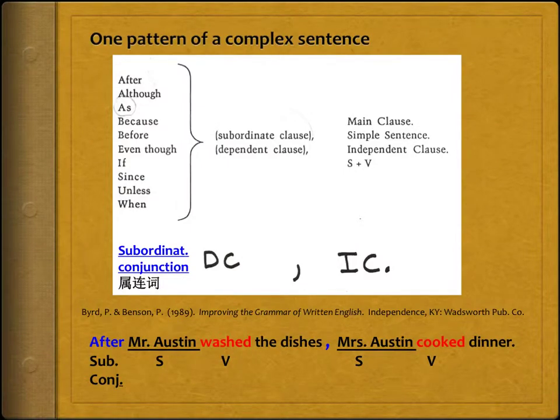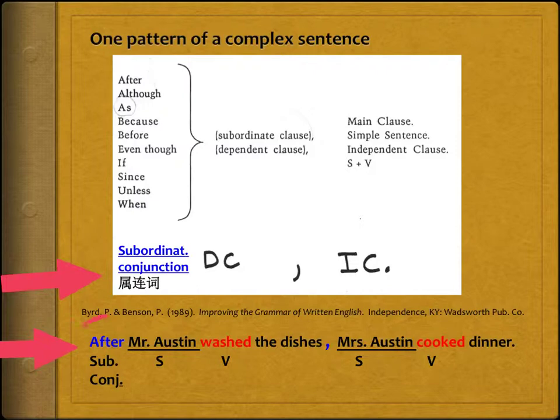The second kind of pattern is an independent clause first, and the subordinating conjunction afterwards, and then the dependent clause at the end. Notice there is no punctuation when we have the subordinating conjunction after the independent clause. So the simple pattern here, if we look at this, we have the subordinating conjunction coming first, the dependent clause, then a comma, ending with the independent clause. Here's the example. After Mr. Austin washed the dishes, Mrs. Austin cooked dinner.